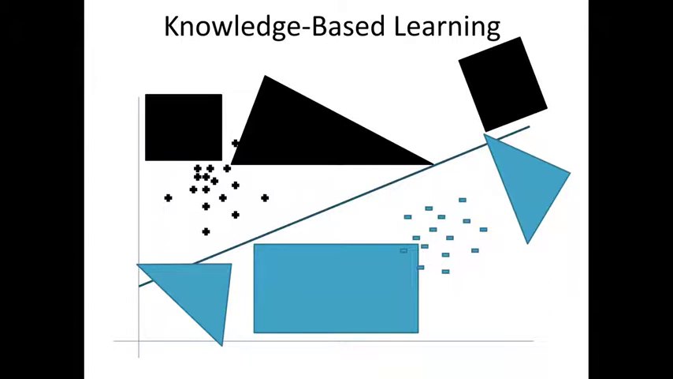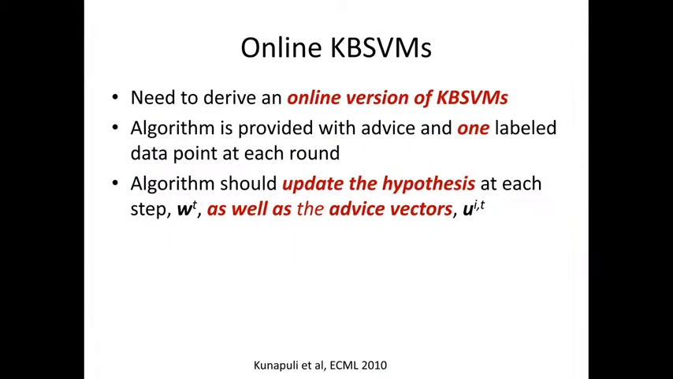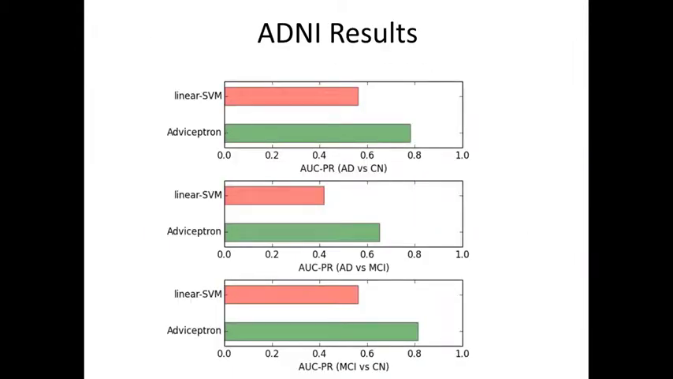The constraints become, as I said, polygons in this space. Again, we have applied this in the context of advice taking and on predicting Alzheimer's. You can see the use of advice, because it's an online SVM, it was called Adviceptron, a take on advice plus perceptron. You can see that Adviceptron has much better AUCPR compared to the linear model on many of these tasks.